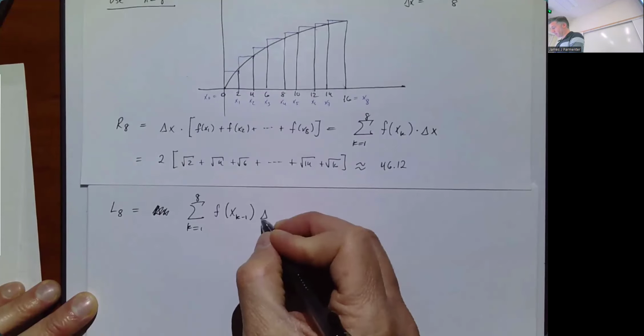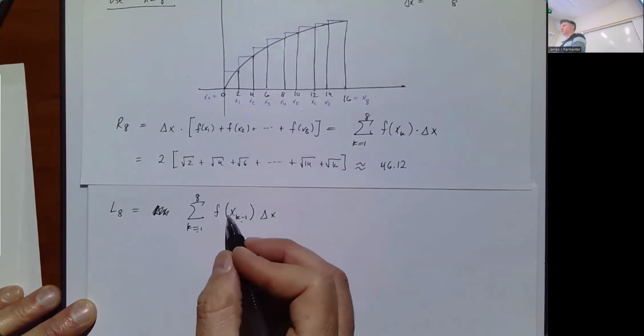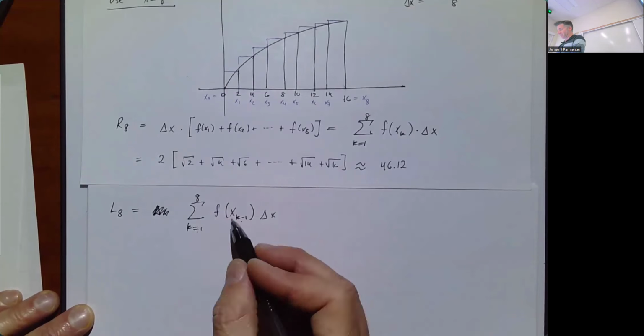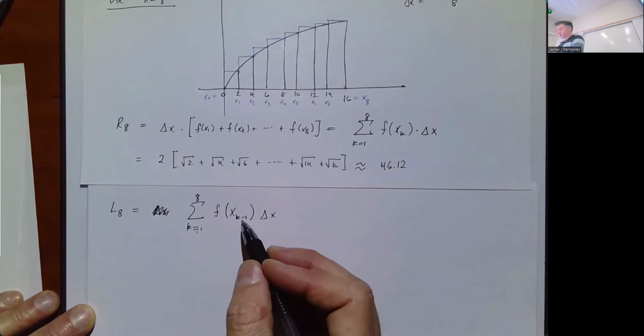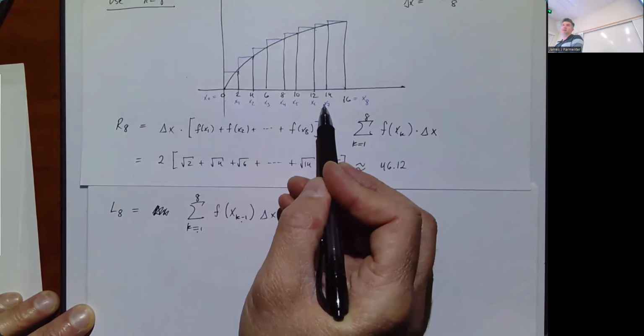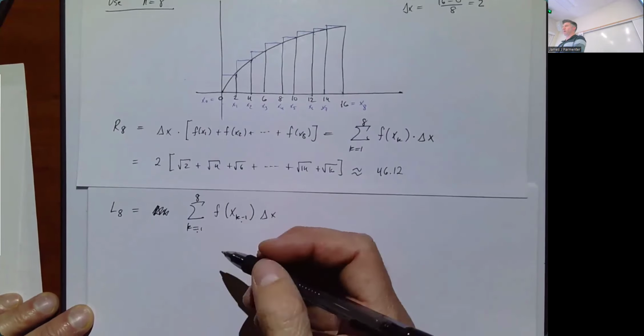Let's think about that for a second. If k equals 1, I get x sub 0. If k equals 2, I get x sub 1. If k equals 3, I get x sub 2. And if you go all the way to k equals 8, I get x sub 8 minus 1, which is 7. So I'm getting all the left endpoints, not the right ones. This is not the only way to write this, but it probably is the best way to write it at this moment.